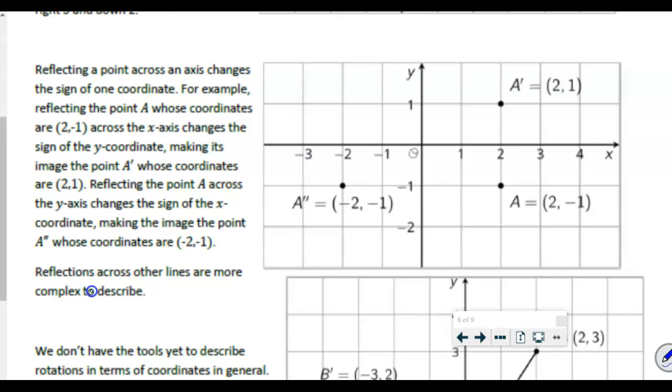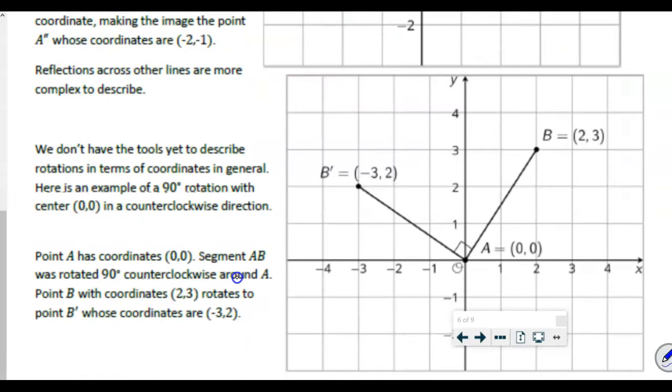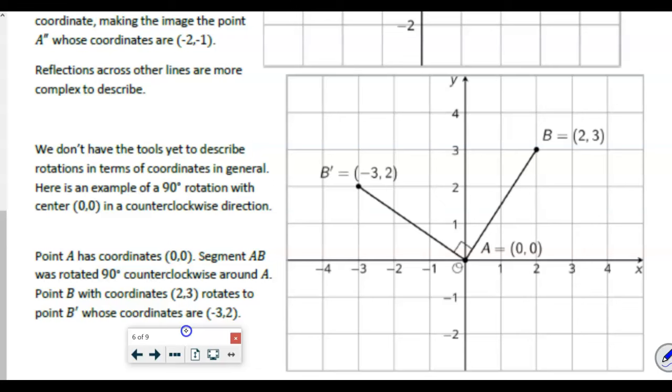Reflections across other lines are more complex to describe. So we're going to focus on those x and y reflection lines because they're easiest to describe. The others are a little bit more challenging. As I mentioned, we don't yet have the tools to describe rotations in terms of coordinates in general. It'll happen later, but we're just not quite there yet.